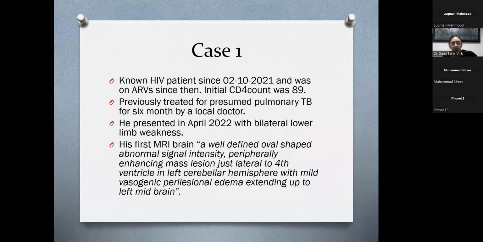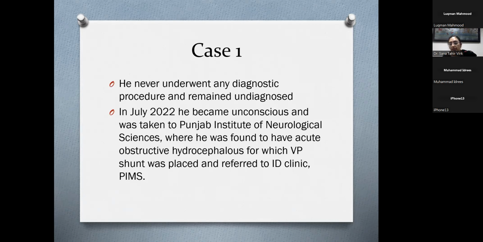His MRI brain was already done that showed a well-defined oval shape, abnormal signal intensity, peripherally enhancing mass lesion just lateral to the fourth ventricle in the left cerebellar hemisphere with mild vasogenic perilesional edema extending up to the left midbrain. At that time, we offered him a brain biopsy, but it could not be done because of non-affordability, and the patient became DOR. So no diagnostic procedure was done.